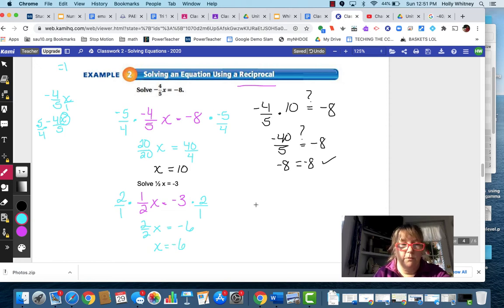Let's find out if that's true. So 1/2 times negative 6, does that equal negative 3? Well, 1/2 of negative 6 is negative 3, so it's true, and I'm correct.